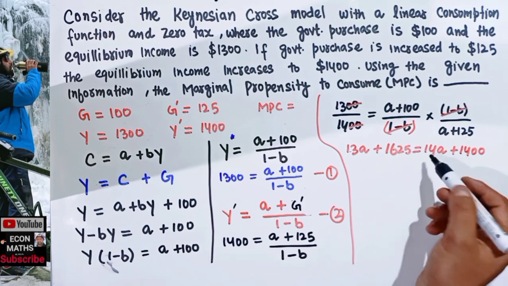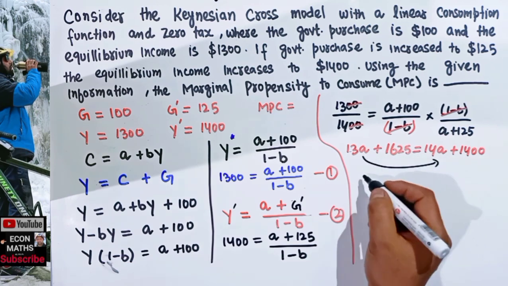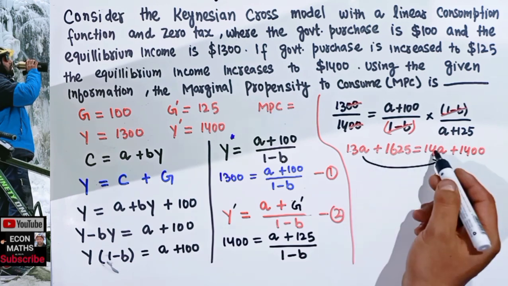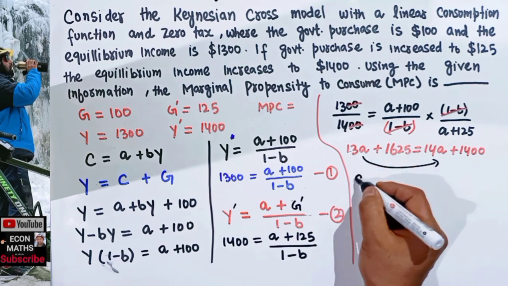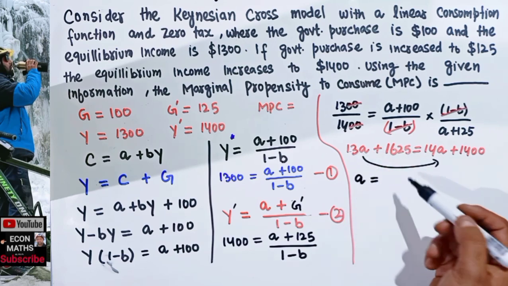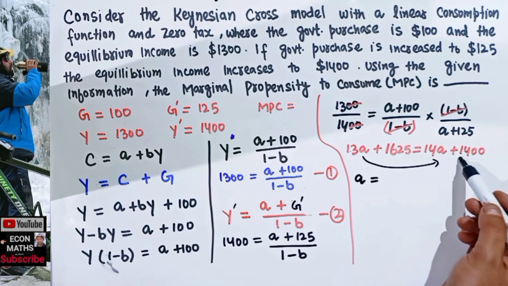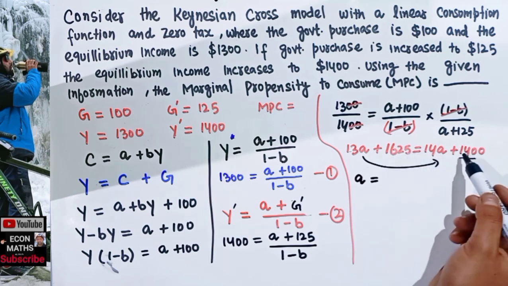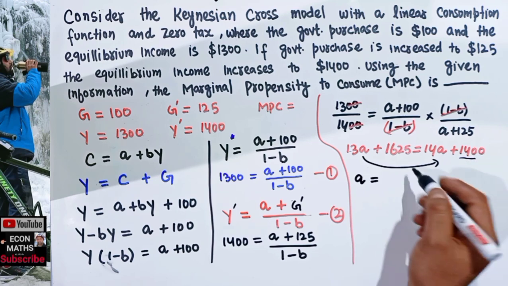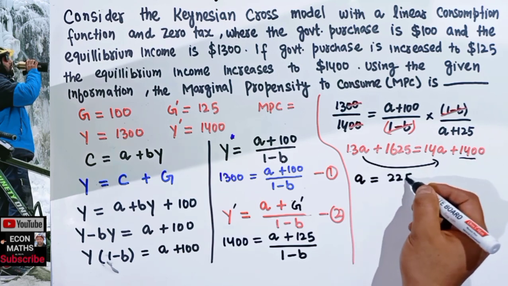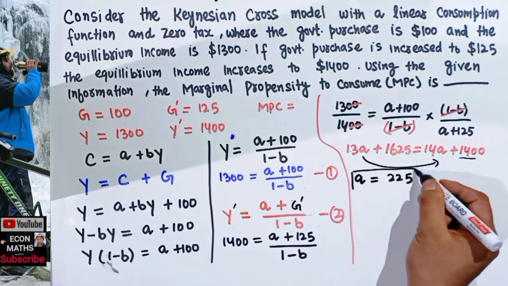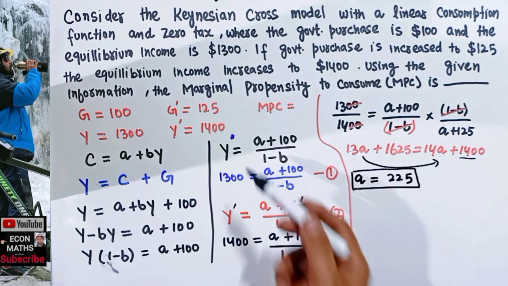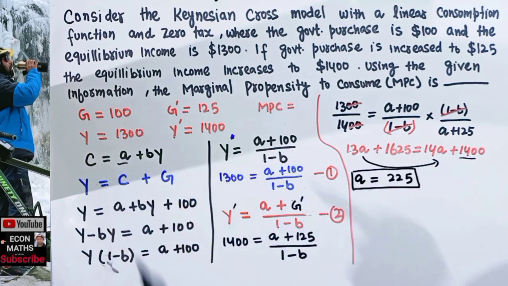That gives us, transposing this 13A here, so it will get subtracted. So 14 minus 13 is A will be equal to, and transposing this 1400 here, it will get subtracted. 1625 minus 1400, it will come out to be 225. That means our A is equal to 225. That is our autonomous consumption. So we got the value of this.